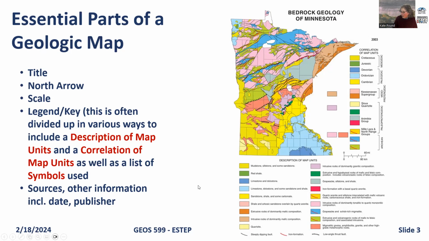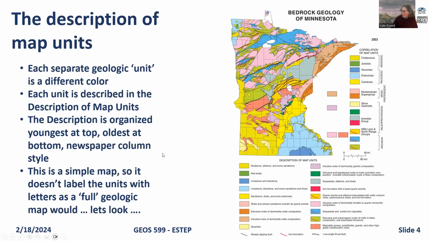Other information that you would find on fuller maps would be all the sources, who did the mapping. If one person did most of the mapping in the north and another in the south, they'd have a little inset map that showed that. And there should be other information, including the date the map was published and who published it, amongst other pieces of information. So those are the essential parts of the map. Let's dive into them a bit.